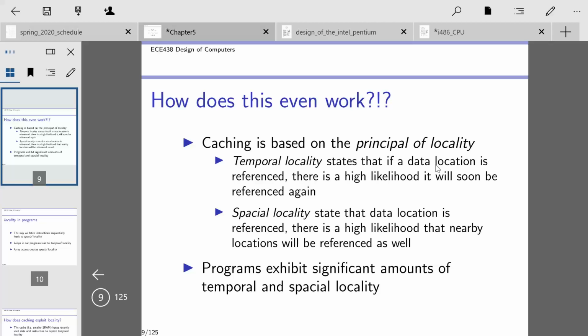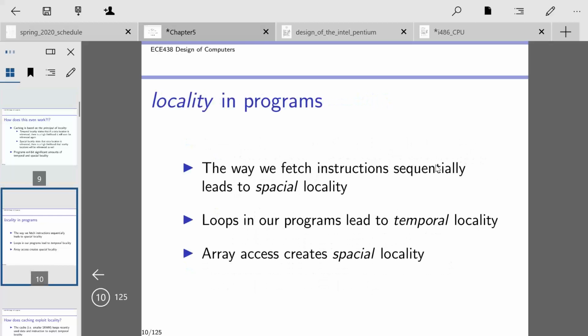We know that programs exhibit a lot of spatial and temporal locality, and we'll talk about why. Think about the way we fetch instructions sequentially. That just naturally breeds spatial locality, right? If we fetch one instruction, there's a high likelihood we're going to fetch the next instruction. So when we encounter a piece of data that's not in the cache, we're going to bring in that data along with its nearest neighbors.